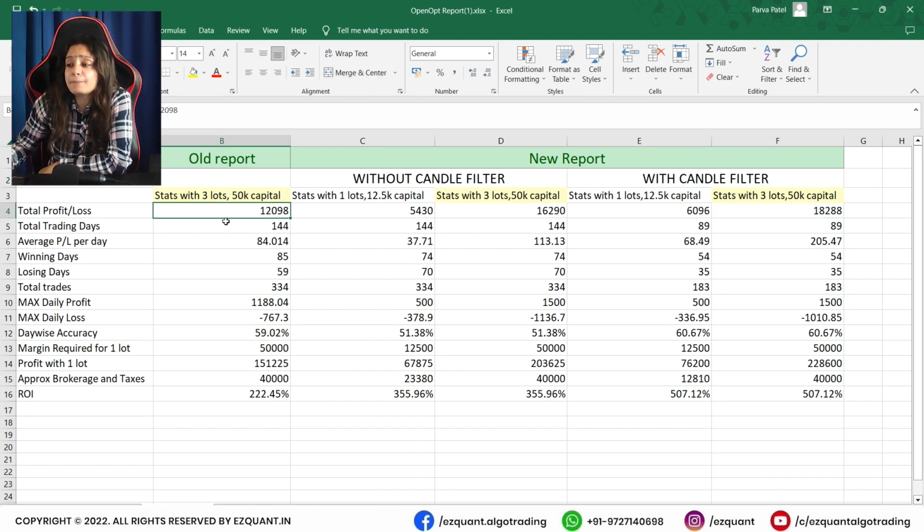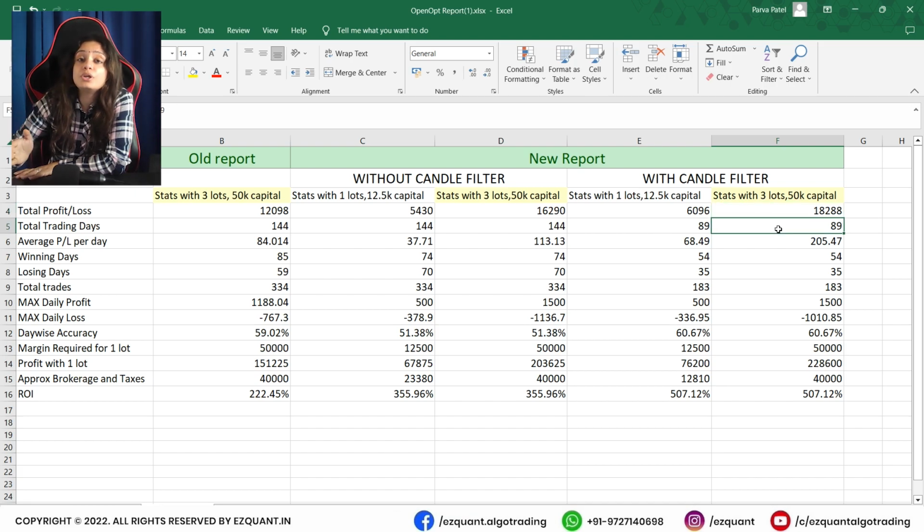previously with a capital of 50k, we were getting around 12,000 Bank Nifty points. Now we are getting 18,000 Bank Nifty points. That is an improvement of about 50% in performance. Our total trading days has also gone down significantly, which is going to reduce the number of trades. Hence, it's also going to reduce the brokerage and taxes that we pay. The average PNL per day has increased significantly because not only we are improving the number of points we are capturing, we are also reducing the number of days we are trading.